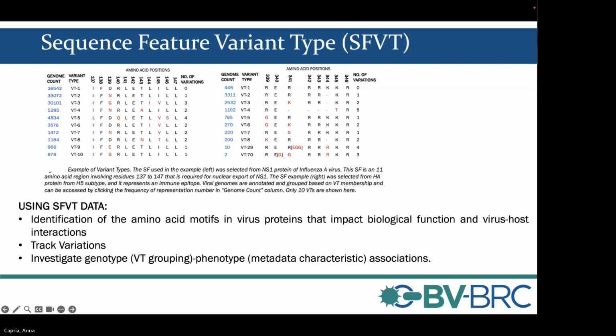Apart from that, how can we use the SFVT data? These are compiled from various sources. You can identify the important amino acid motifs without knowing much about the virus or going deep into a publication. You can easily track variations within each motif or each sequence feature. And also, you can investigate genotype-phenotype association studies or statistical studies based on this data.